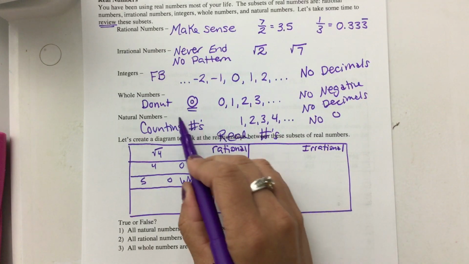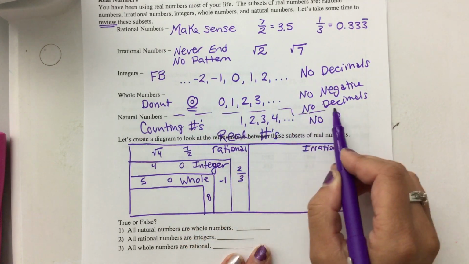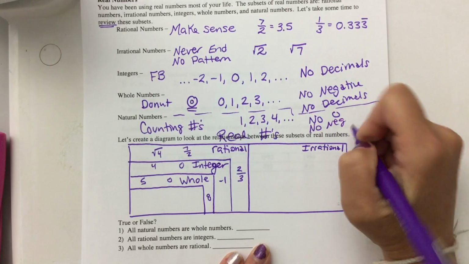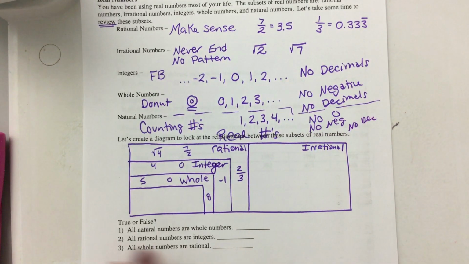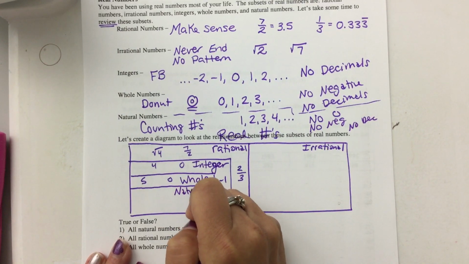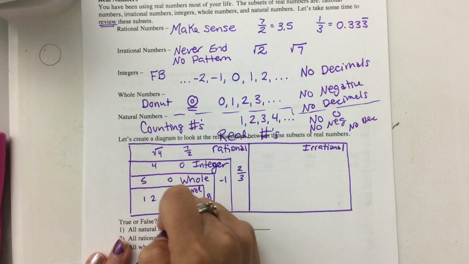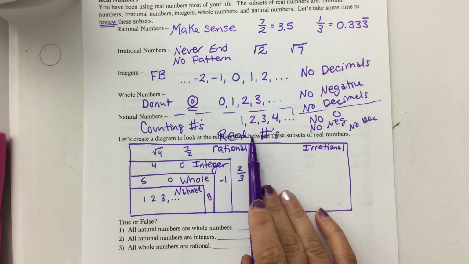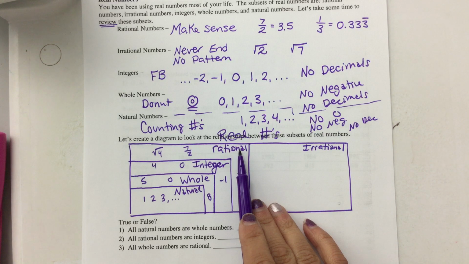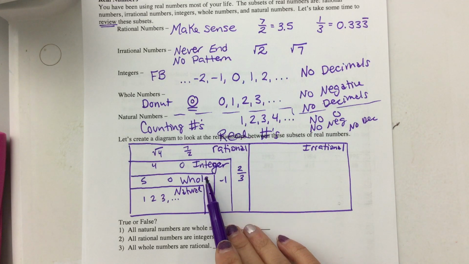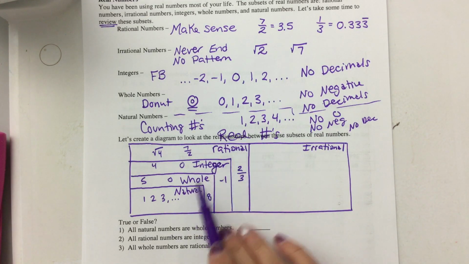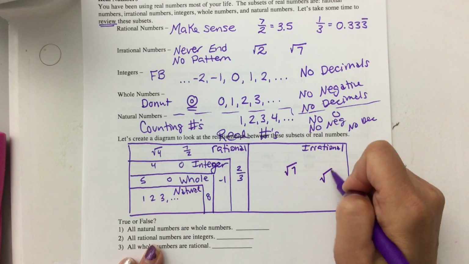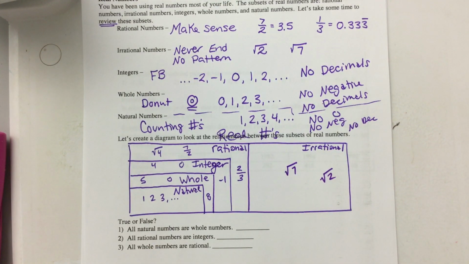So if I'm looking at natural numbers, and I want to make sure I don't get these two confused, there are no zeros. There are no negative numbers. There are no decimals. Okay, so natural numbers are like 1, 2, 3, and it keeps going. The cool thing, when you have a real number, if it's rational, it could also be an integer, a whole number, and natural. It can be all of those things. But if you have an irrational number, like the square root of 7 or the square root of 2, it's done. It can't be anything else.